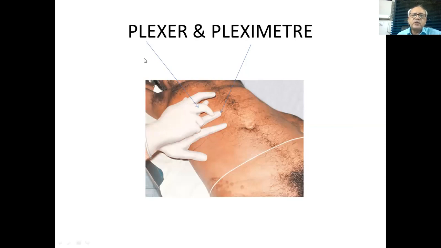Here you can see this is pleximeter and this is plexer.